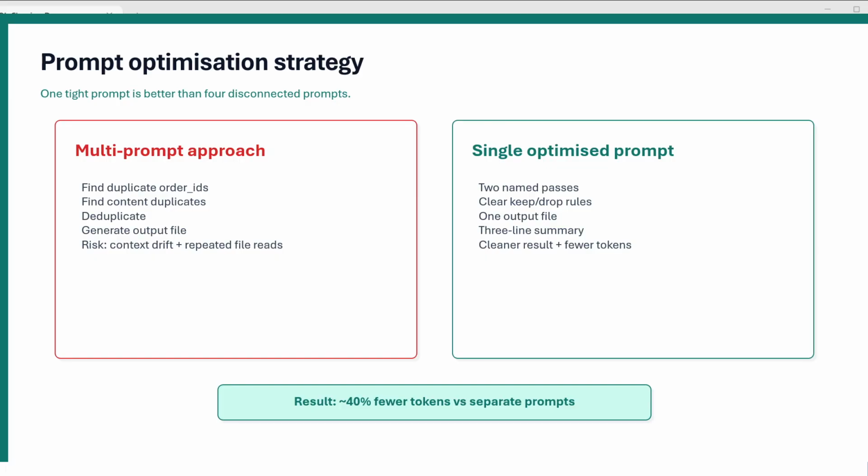So we could have written 4 separate prompts, one prompt to find content duplicates, one prompt to find order ID duplicates, one prompt to remove duplicates, and one prompt to generate the file. But that approach wastes time and tokens. It can also create context drift, where Claude may not remember or apply the same logic correctly across multiple prompts. Instead, one optimized prompt keeps the full logic in one context. It is faster, cleaner, and easier to repeat.